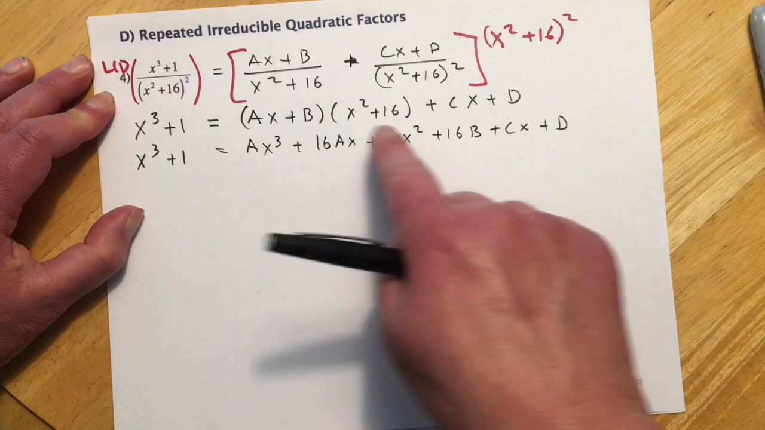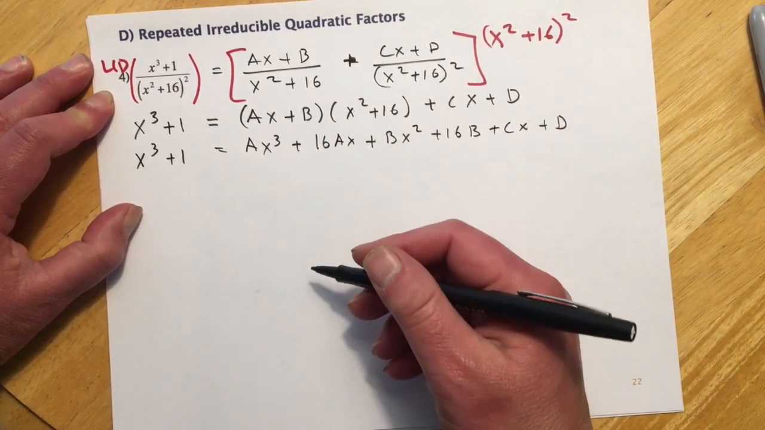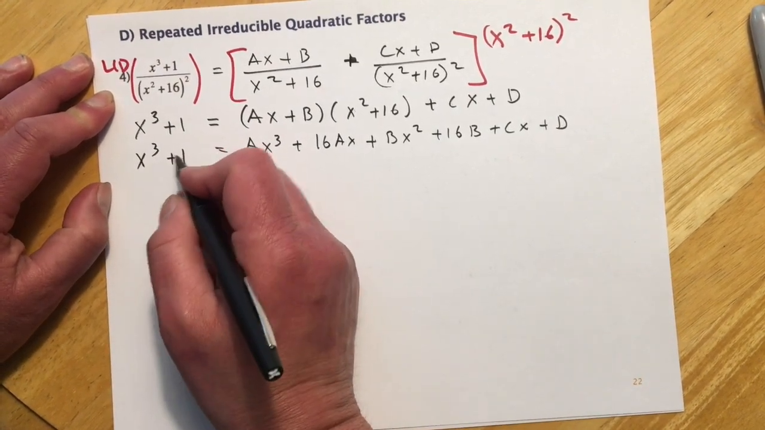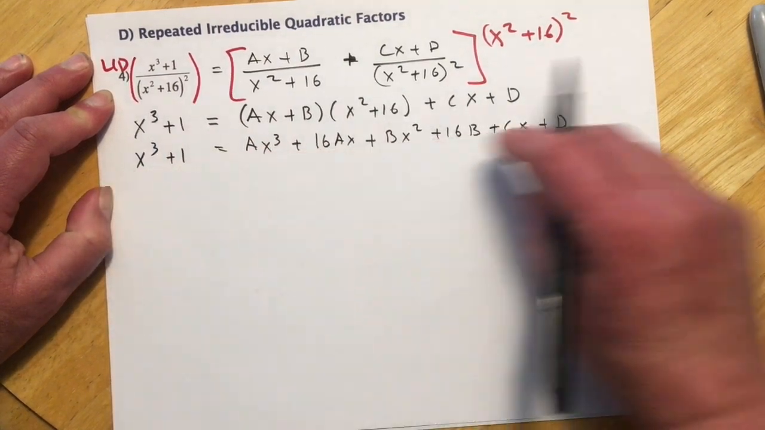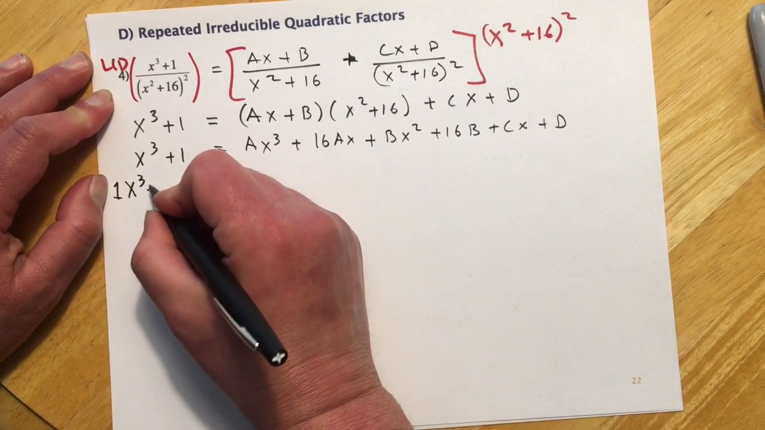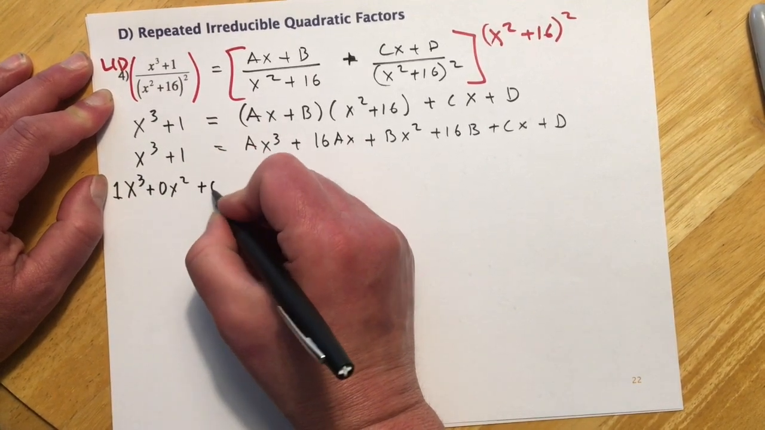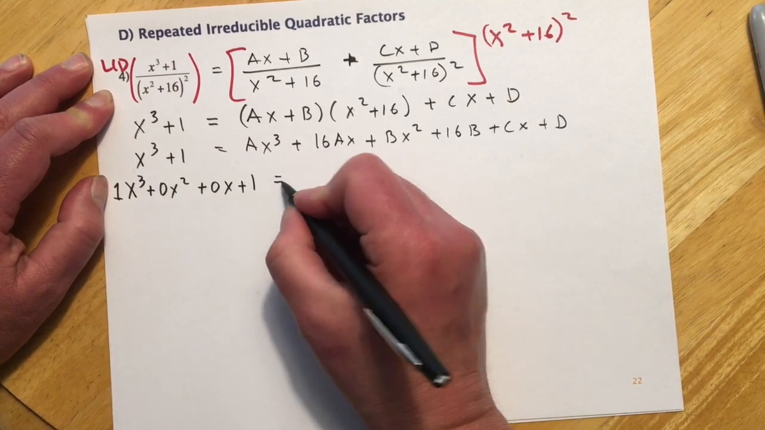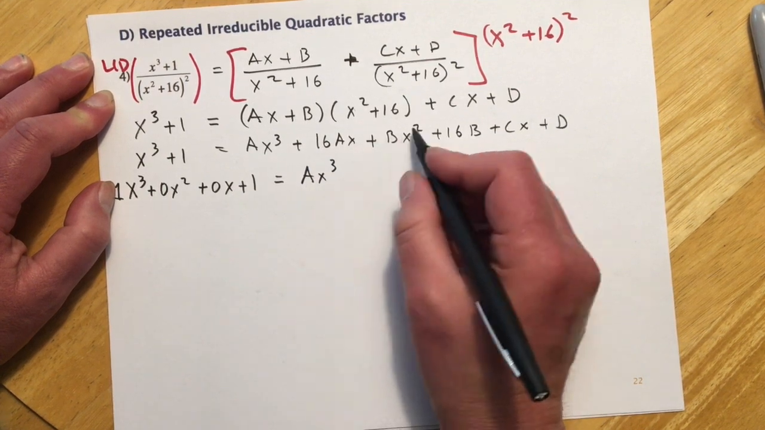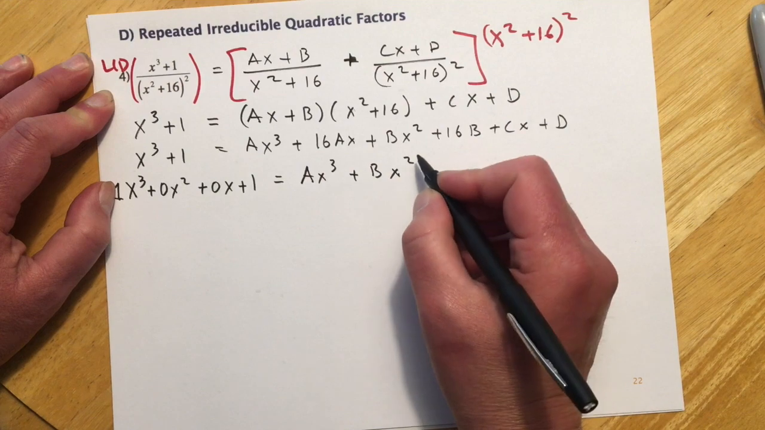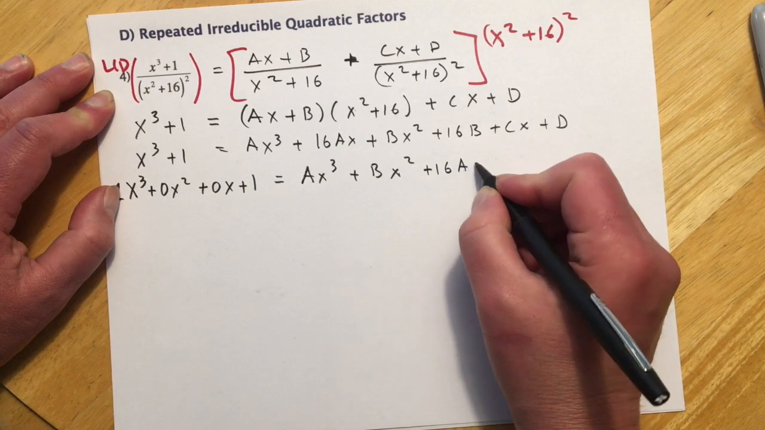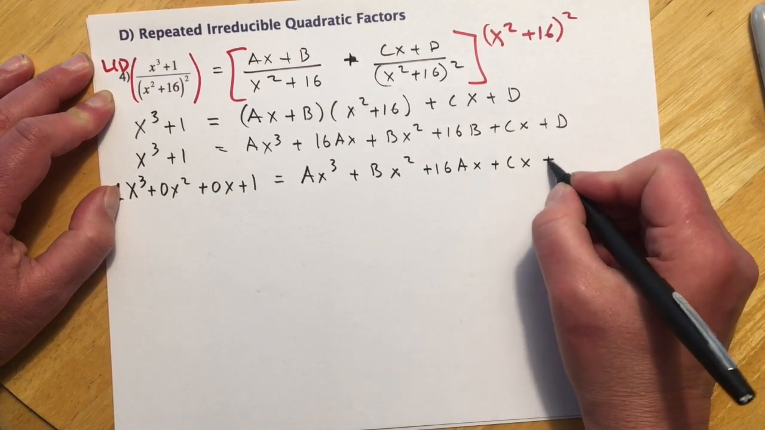So what I want to do is go cube, square, linear, constant. And then on this side, I'm going to include some zeros. I'm going to show the missing terms. And once I get it all written out, you'll see why I'm doing that. So this is going to be x cubed, and you can think of that as 1x cubed plus 0x squared plus 0x plus 1. And then on this side, I'm going to have ax cubed and then plus bx squared. And for the linear ones, I'm going to have to write this out one more time. Let me get these grouped, or it'll be really hard to follow what I did.